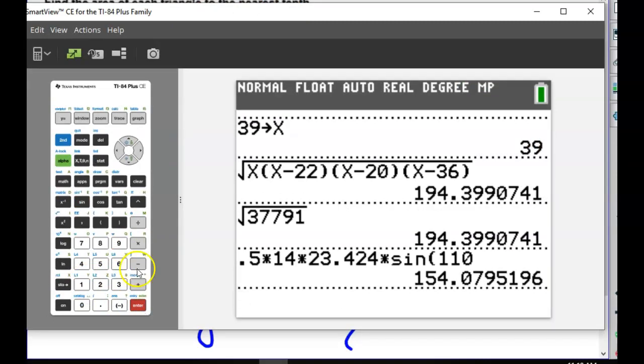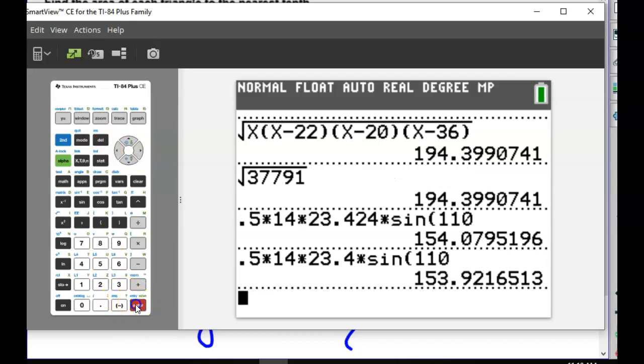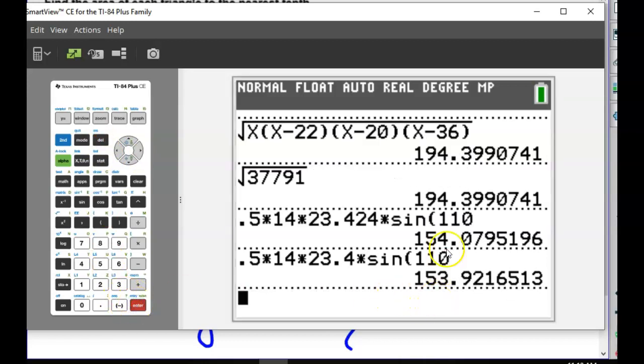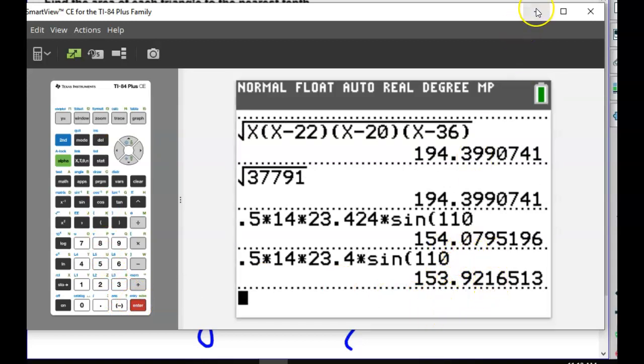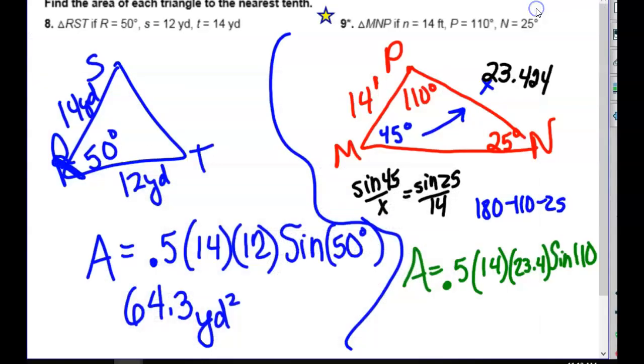154. Did anybody use fewer decimals and get a different answer? Yeah, it might be a fairly significant difference depending on how you rounded. 154.1 and 153.9, I would take either one. So just show your work. So it's right around 154. Is that what we said? Square feet.